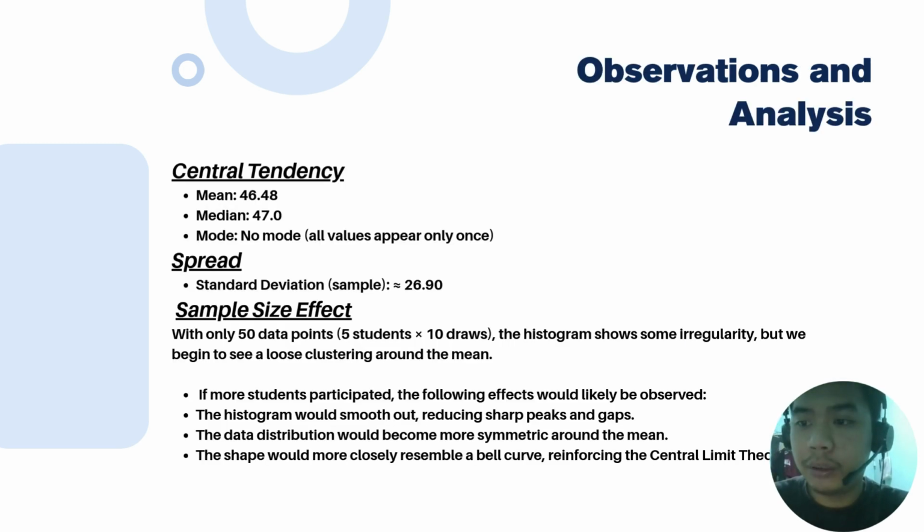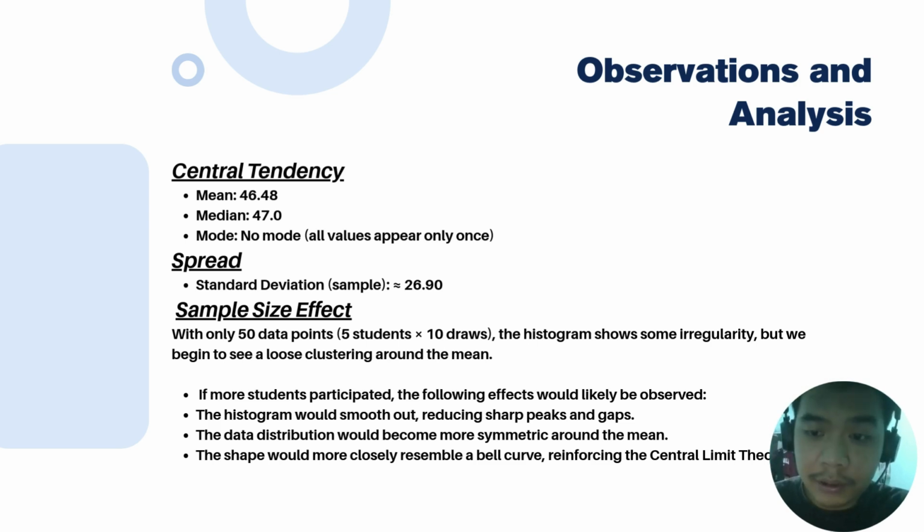And so for the observation and analysis, for the central tendency, the mean that we get is 46.48 and the median is 47. For the mode, no mode applies because all of the values appear only once. For spread, the standard deviation is 26.90 for the sample.